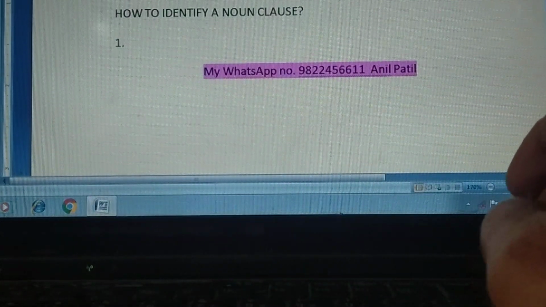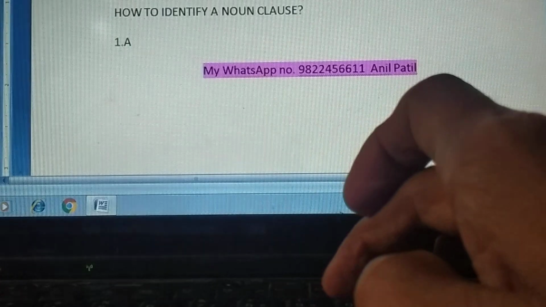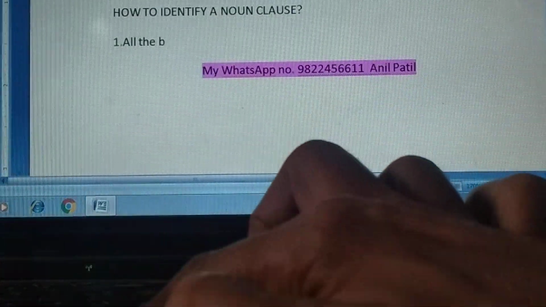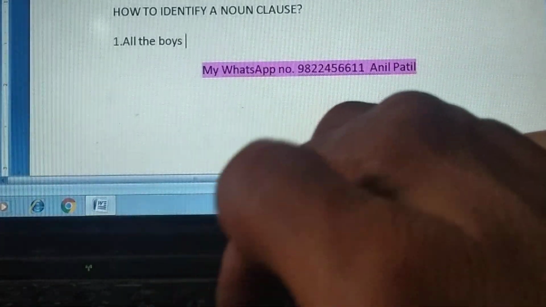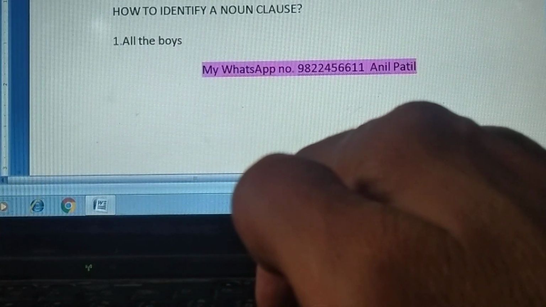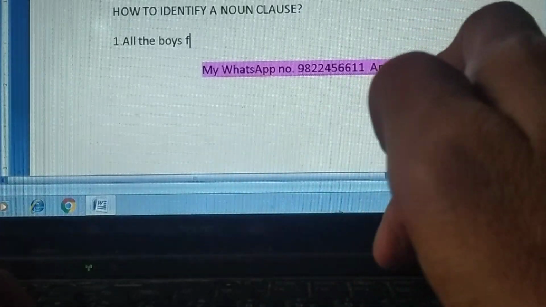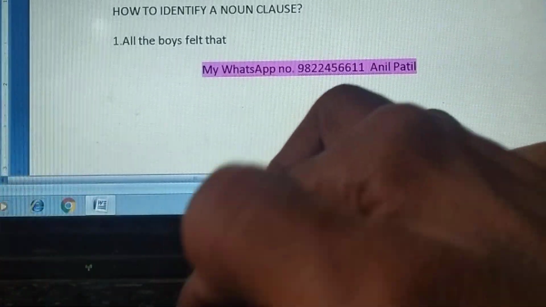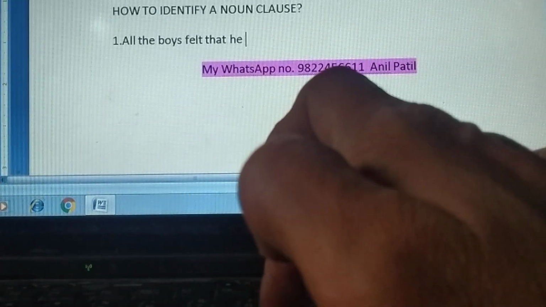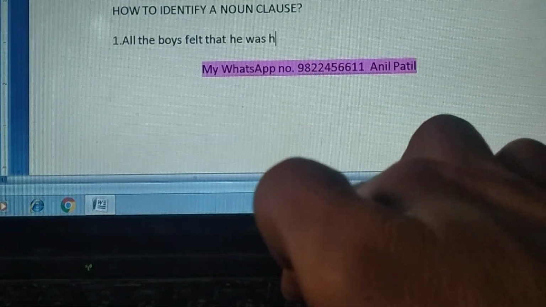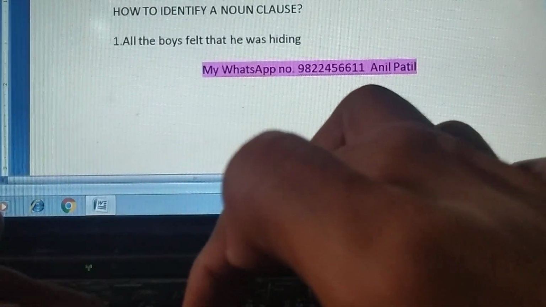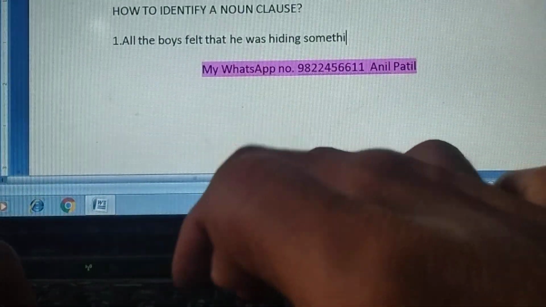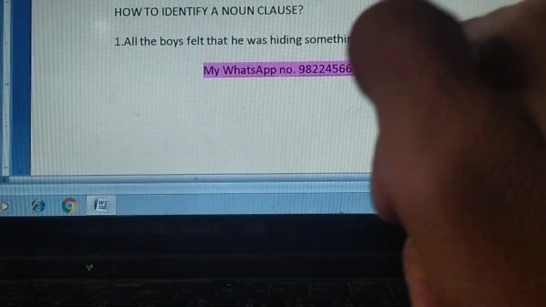I'll give one small, just one sentence as your homework. All, A should be capital. All the boys felt that he was hiding something.